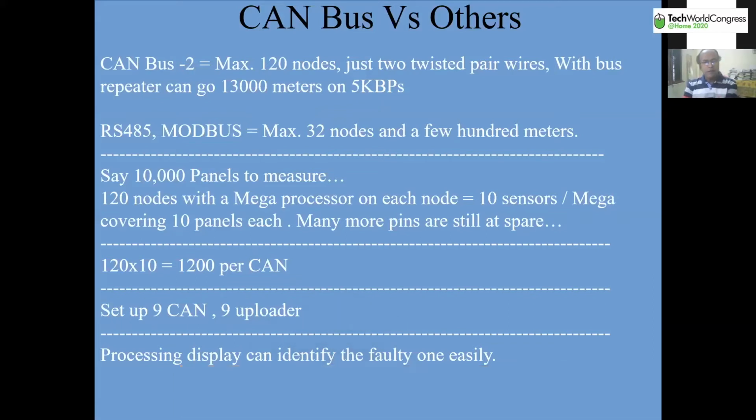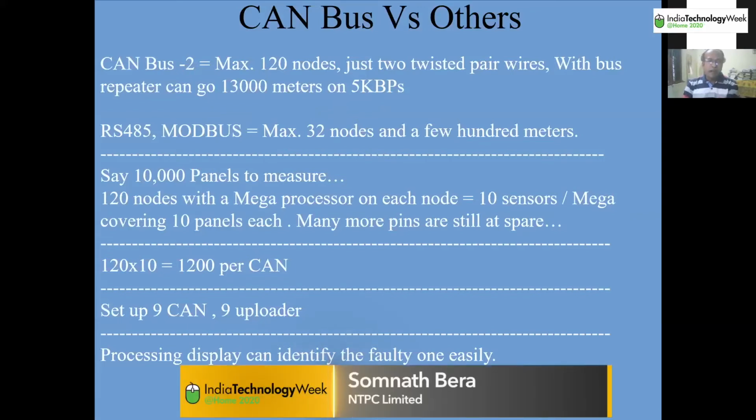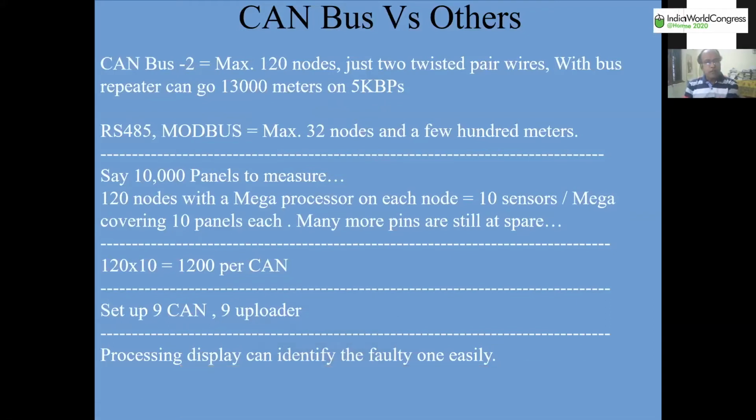In this other bus, you cannot go beyond 32 nodes. That is the address limit they have. You cannot go beyond that. So suppose you have 10,000 panels to measure either current or voltage. With some Arduino ingenuity, you will find that these panels are connected either in series mode or in parallel mode. In parallel mode, you use it for increasing current, and in series mode, you use it for increasing voltage. So you will be requiring only one signal to measure.